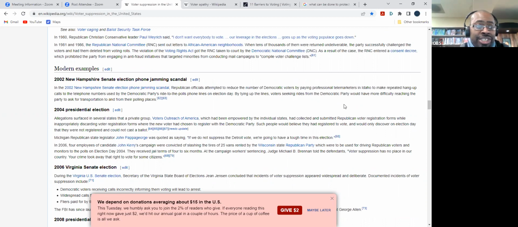In the 2002 New Hampshire Senate election phone jamming scandal, Republican officials attempted to reduce the number of Democratic voters by paying professional telemarketers in Idaho to make repeated hang-up calls to the telephone numbers used by the Democratic Party's Ride to the Polls phone line on election day. By tying up the lines, voters seeking rides from the Democratic Party would have more difficulty reaching the party to ask for transportation to and from the polling places.